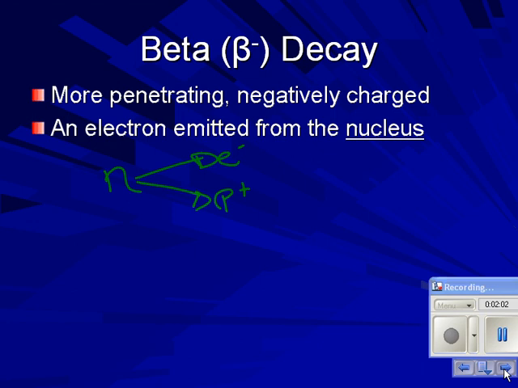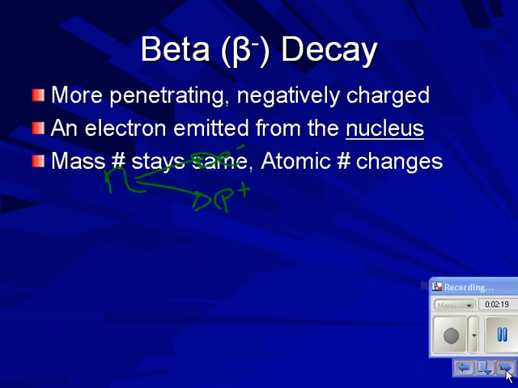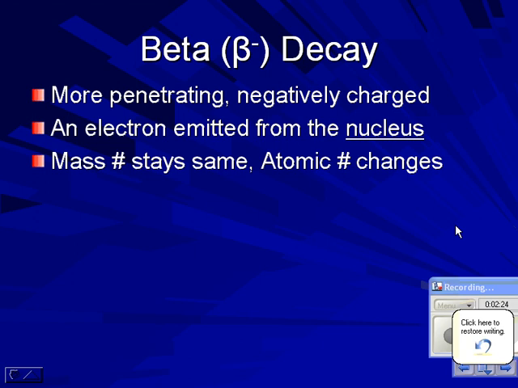Goes up by one. What happens to the atomic mass? Stays the same, because you've got a neutron turning into a proton, so the mass stays the same, except for the loss of that electron, but that's pretty negligible. So really the mass number stays the same and the atomic number increases by 1. All right? That's beta decay. Mass number stays the same. Atomic number increases by 1 because you've gained a proton in the nucleus and an electron gets shot out.